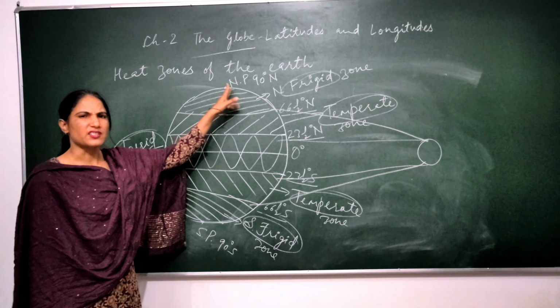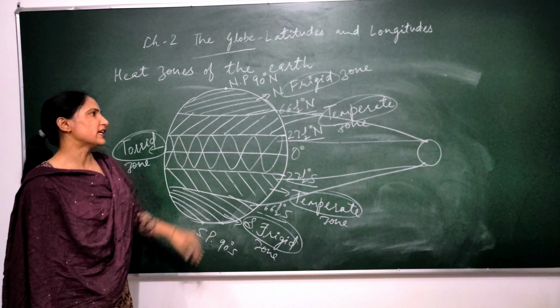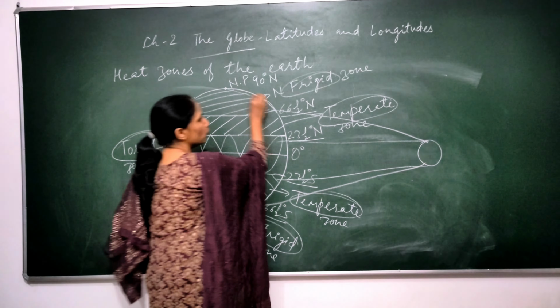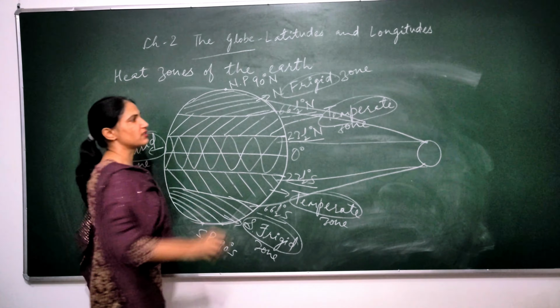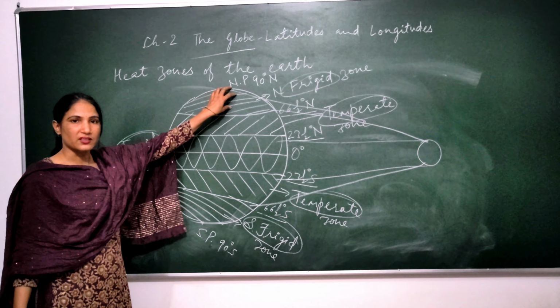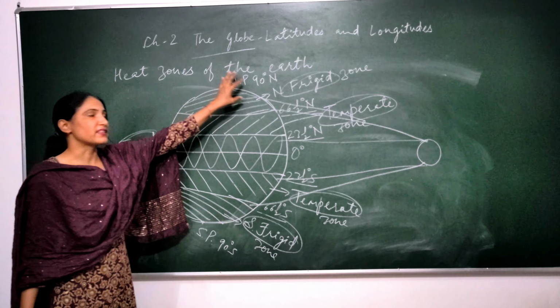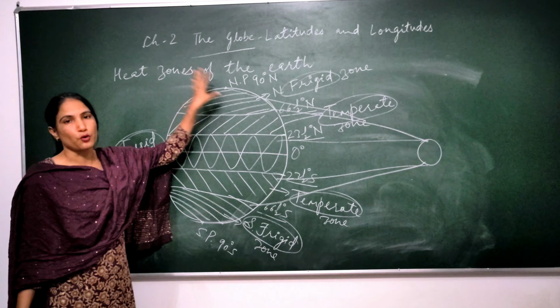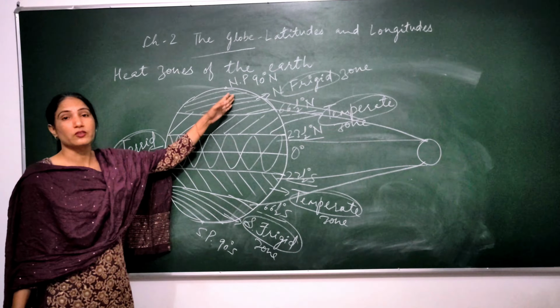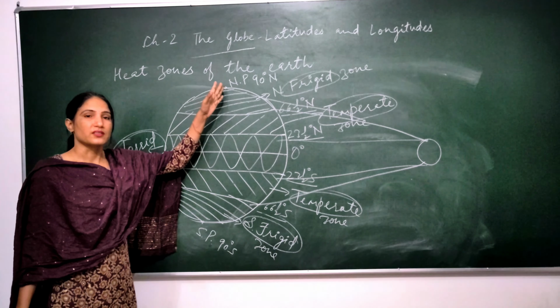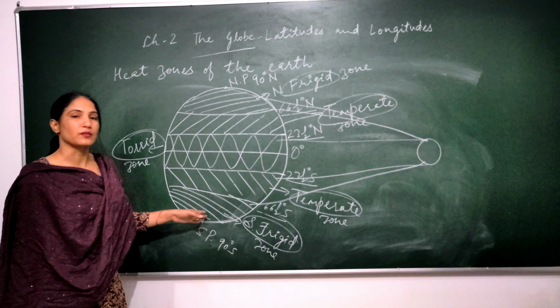And the third one is the frigid zone. It is extremely cold. As we all know, this zone receives a very small amount of sun rays. This is the frigid zone, as is clear from its name. It is freezing cold because it receives very little sun rays. That's why it is extremely cold.